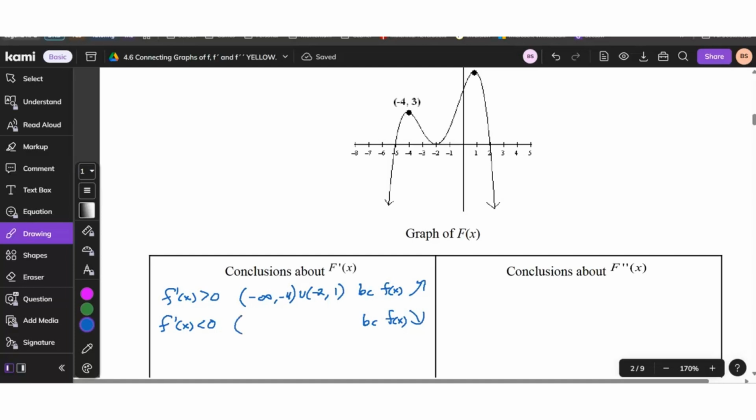And Pedro Juan, where is that happening? That is happening from -4 to -2, right? We can see here it is decreasing. Where else is it decreasing, Pablo? From 1 to infinity, exactly, right? Again, here it's decreasing that whole time. Perfect. All right.